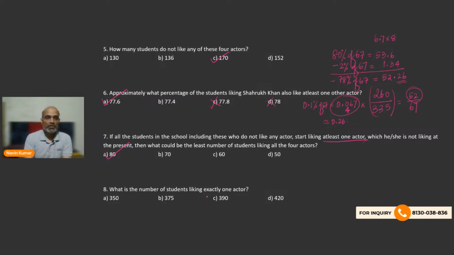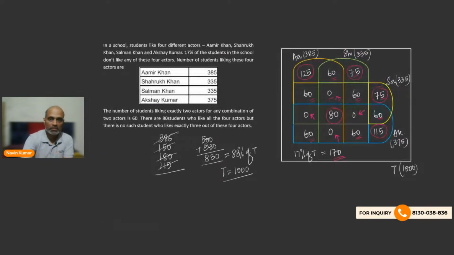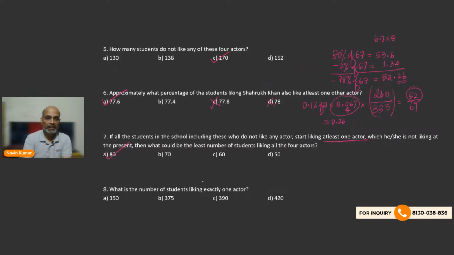What is the number of students liking exactly one actor? So for this, obviously, we are supposed to add 125 plus 75, which is 200. 115 plus 75, which is 190. 200 plus 190 is 390. And option C becomes our answer. Right? Okay.